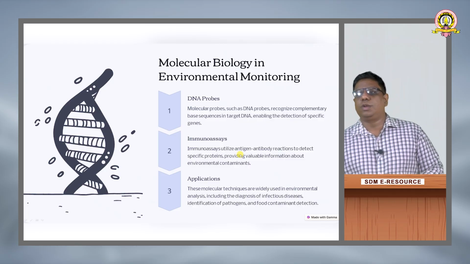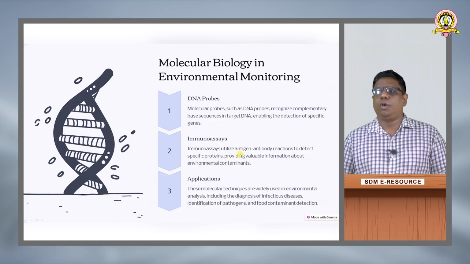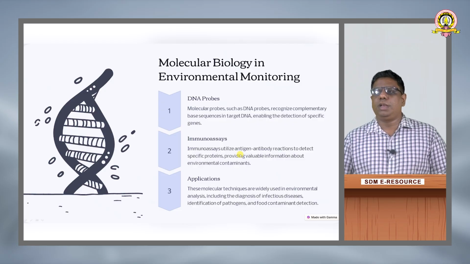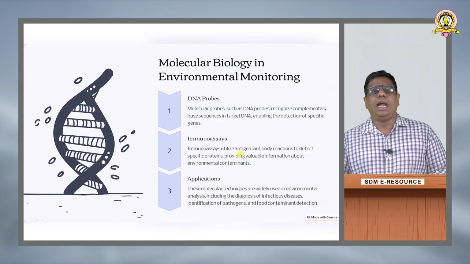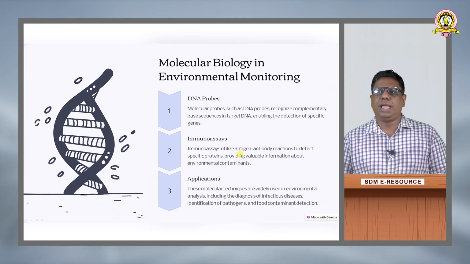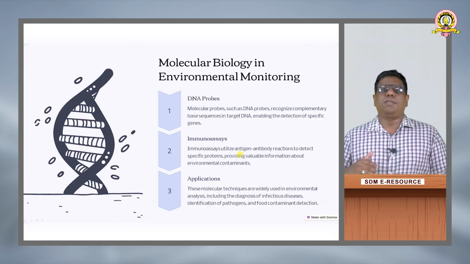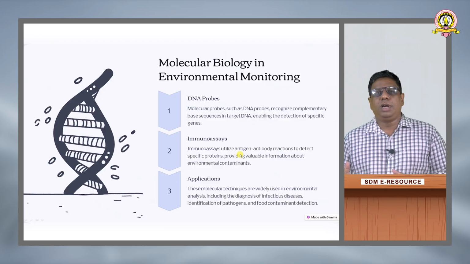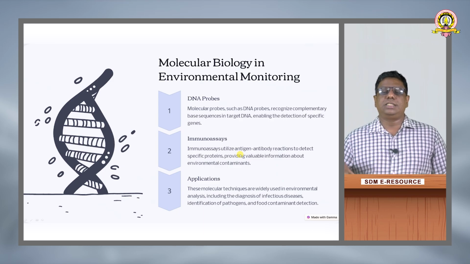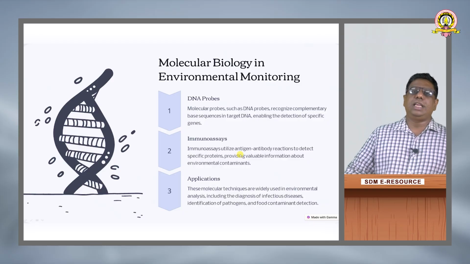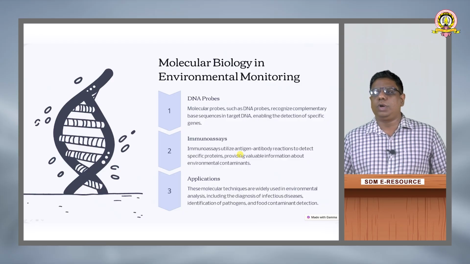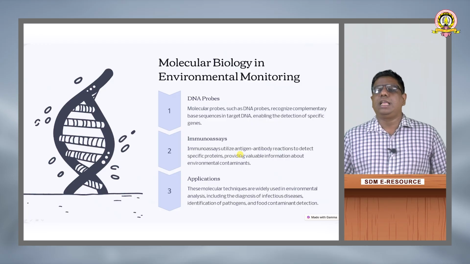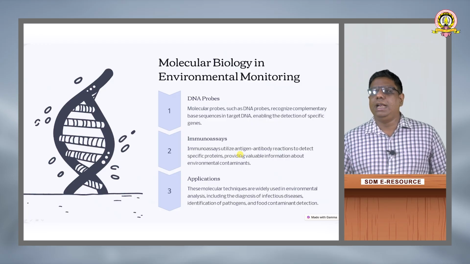Then we have immunoassays. Immunoassays utilize antigen and antibody interaction to detect specific proteins, providing valuable information about environmental contaminants. Antigen and antibody interaction is the main component. Many chemical mutagens elicit an antibody reaction when they come in contact with the body or when they are ingested. Using these specific antibodies or proteins, we are able to detect the chemical mutagen quickly and efficiently.